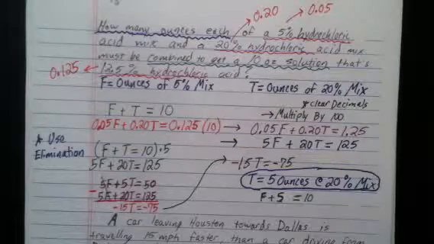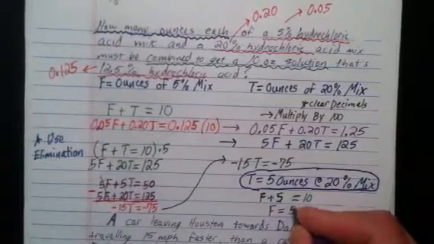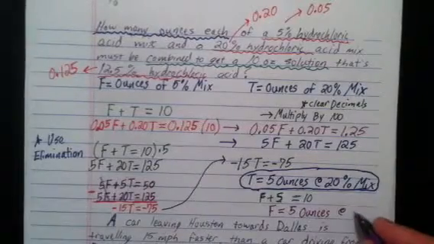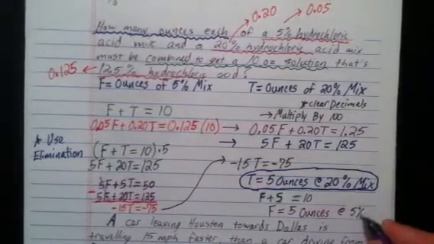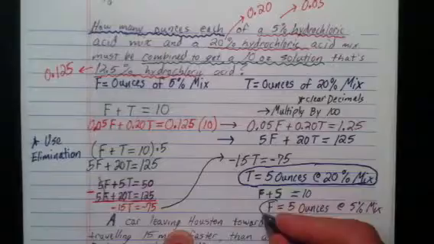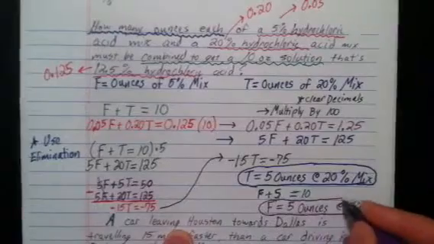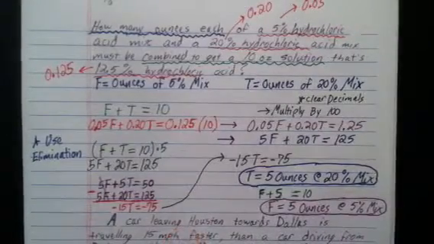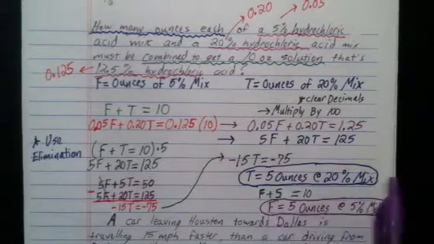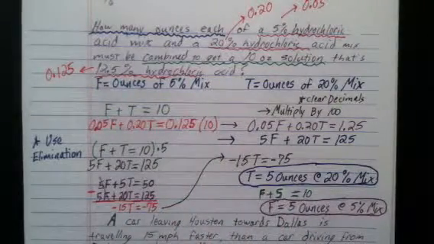So subtracting 5 from both sides, we get that we also would need 5 ounces of the 5% mix as well. So putting 5 ounces of the 20% mix and 5 ounces of the 5% mix is going to give us 10 total ounces at 12.5% mix.